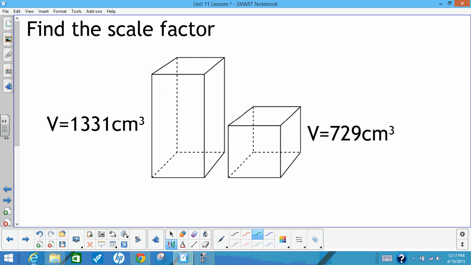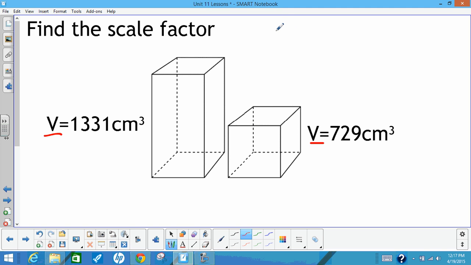So here we're given the volumes of two similar prisms. And we have a bigger one, obviously, this one, 1,331 centimeters cubed. And this guy is the smaller one, 729. And we want to find just the scale factor. So what would the ratio of the corresponding dimensions be? So I like to do small to big if I'm not told which way to go. You can go big to small. It will just be flipped.